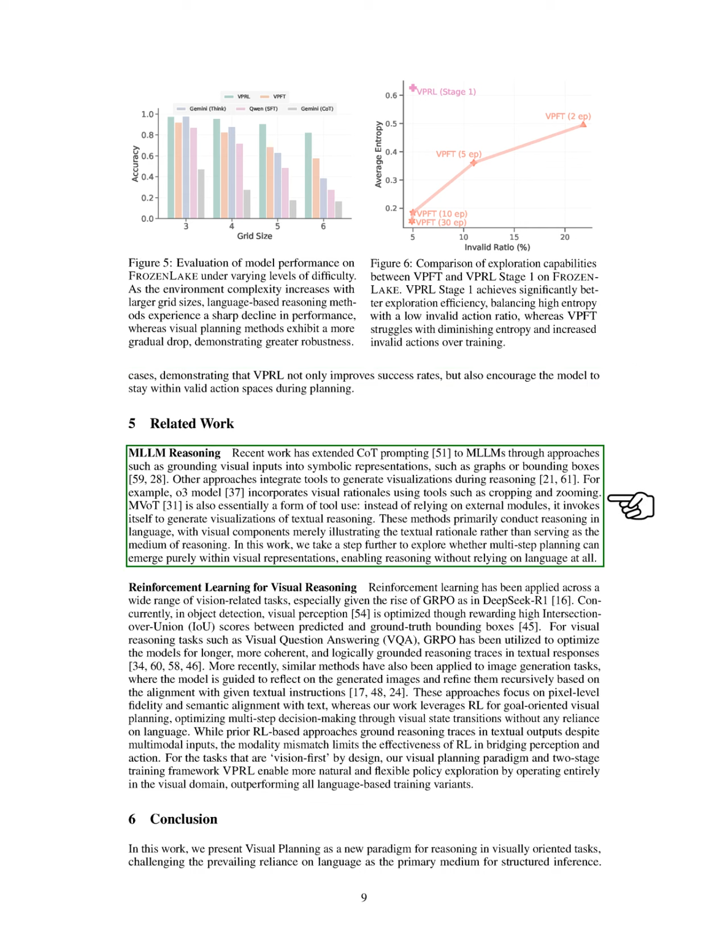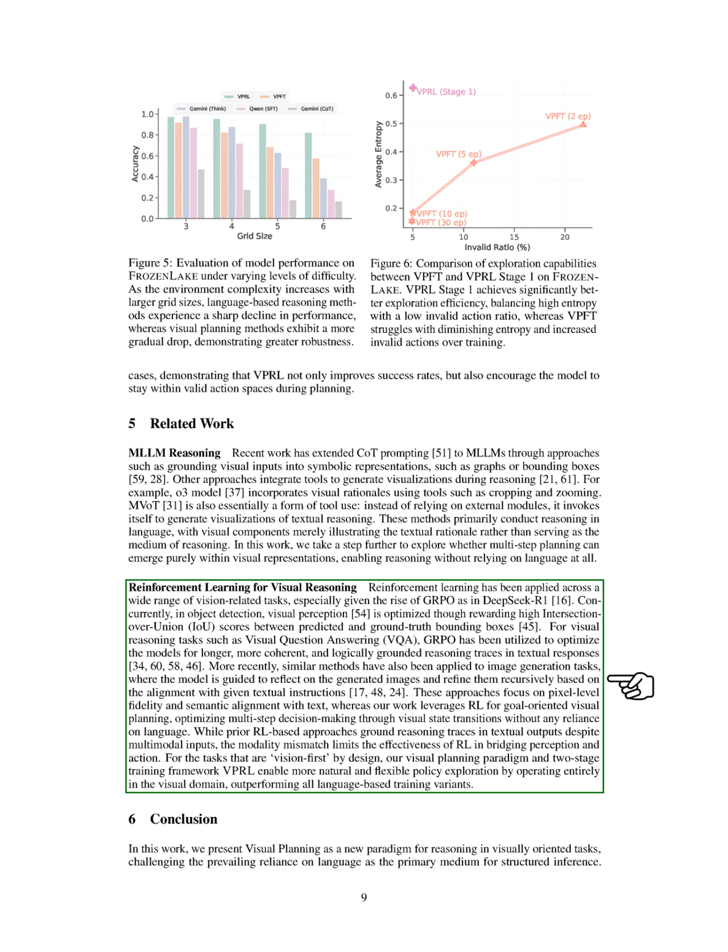We also discuss recent advancements in MLLM reasoning, where methods have integrated visual inputs into symbolic forms like graphs or bounding boxes. Some approaches use tools for visualizations during reasoning, such as the O3 model, which employs visual rationales through cropping and zooming. MVOT also generates visualizations of textual reasoning without relying on external modules. However, these methods primarily reason in language, using visuals only to support the text. In our work, we take a step further by investigating whether multi-step planning can occur solely within visual representations, allowing reasoning without any language dependence.